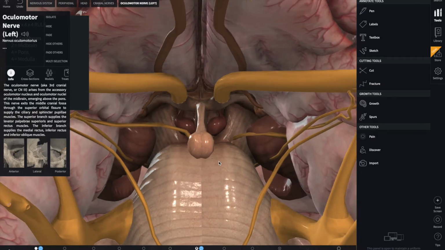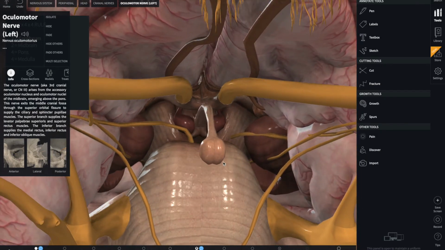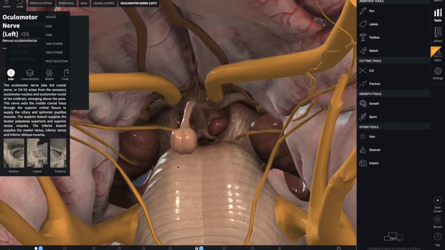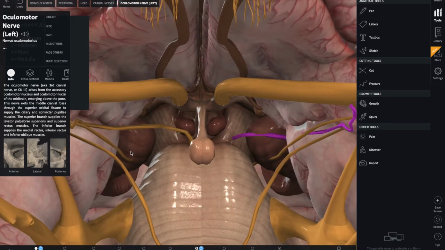So we can actually see here the trochlear nerve and where it stems around to the back of the brainstem. So our trochlear nerve, whereabouts is it? It is right here. You could say it's located a little inferior to the oculomotor nerve, so it's this one here.